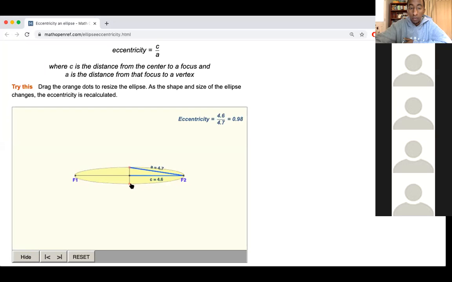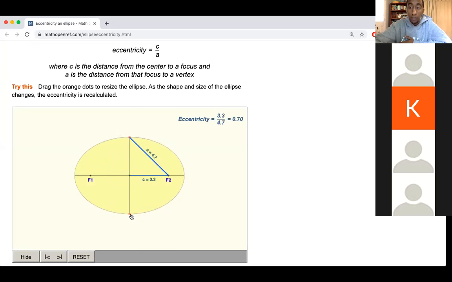As I'm going down, what's happening to the value of C? Is it increasing or decreasing? Increasing, right? So as I'm going this way, the C is increasing. Look at the eccentricity. What is happening to the eccentricity as the top value increases, but the bottom value remains the same? What's happening to the eccentricity?